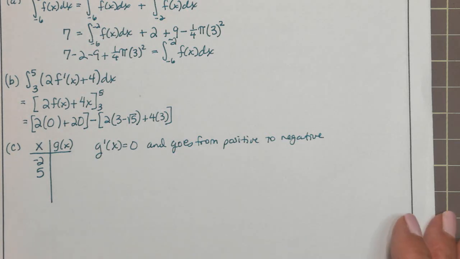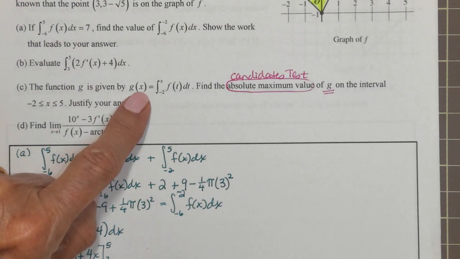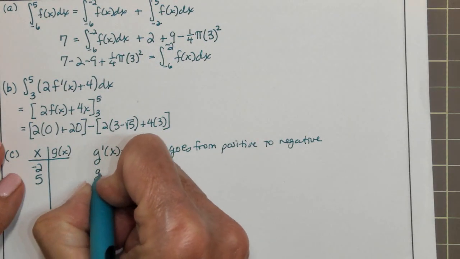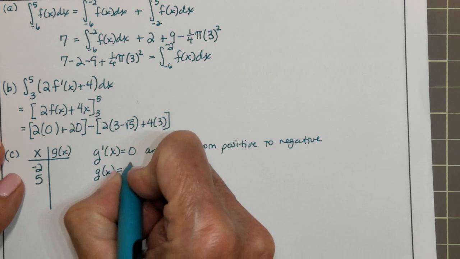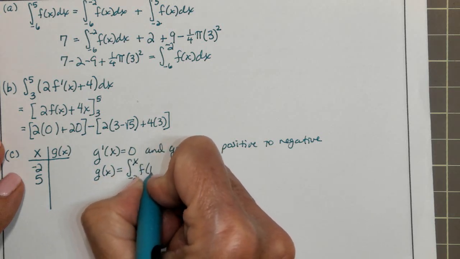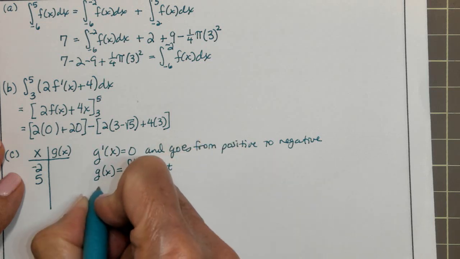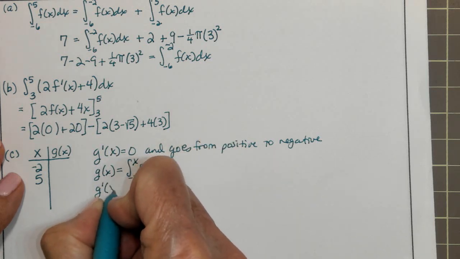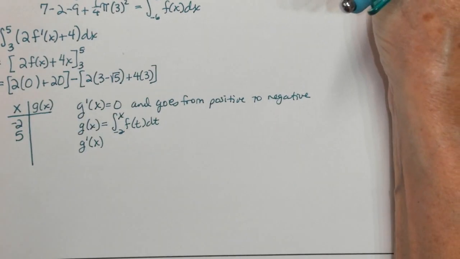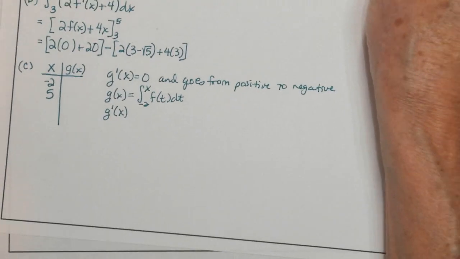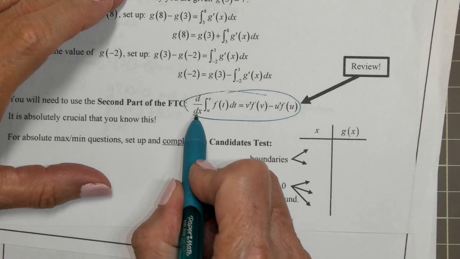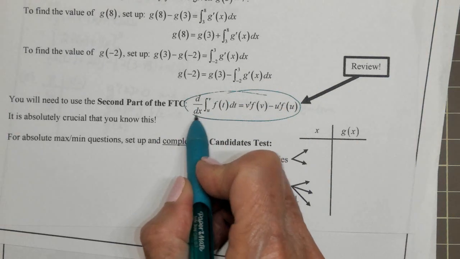So what is g prime? They gave me g. What is g prime? Let me rewrite g down here for your sake on this video. I wouldn't normally rewrite this g down here, but okay. So what is g prime? This is that second part of the fundamental theorem, you guys. The second part of the fundamental theorem here, because we're taking the derivative of an integral.